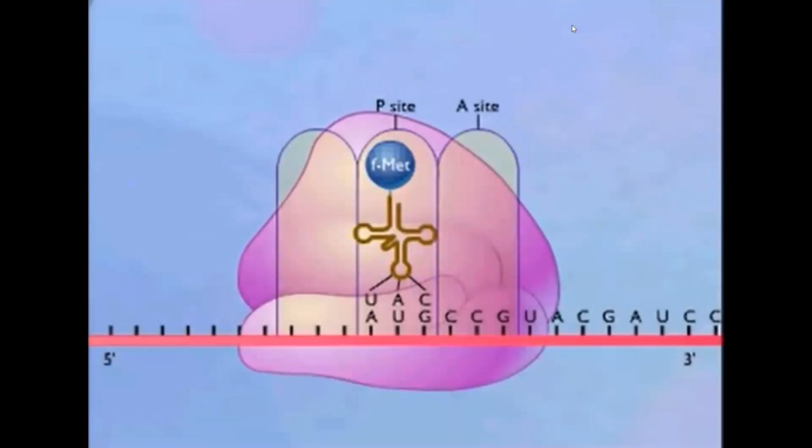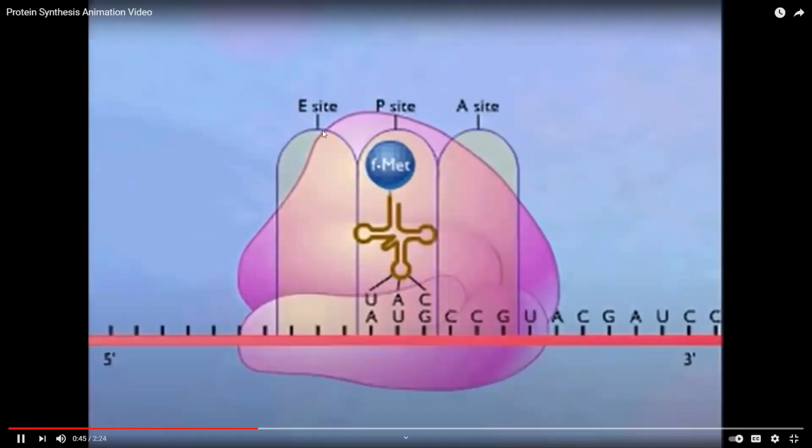There is also a third site called the exit or E site, where transfer RNAs are released. The initiating transfer RNA carrying formyl methionine binds to the P site.